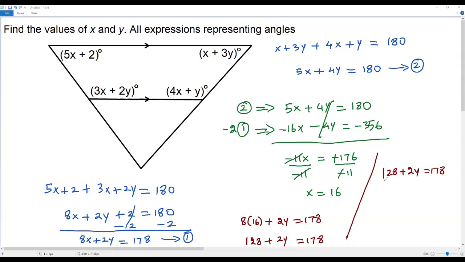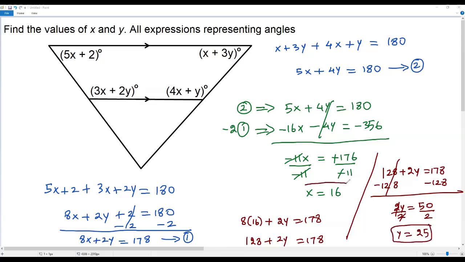Okay, so to solve for y, I have to isolate y. So let me subtract 128 from both sides. So when I do so, this positive 128 and negative 128 will cancel out. I am getting 2y equals, when I combine this 178 and negative 128, 50. So to solve for y, I divide both sides by 2. When I do so, I'm just getting y on the left side. When I divide 50 by 2, I'm getting 25. So now I got the value of y, y equals 25. Already I got the value of x, so the value of x is 16.